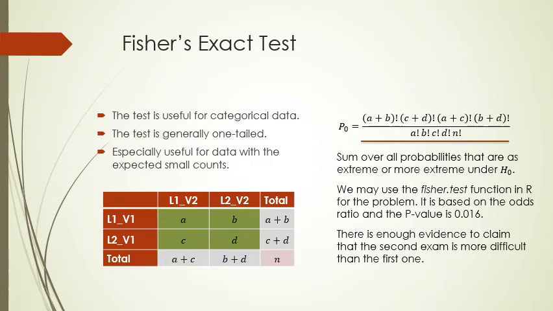After we sum over all probabilities that are as extreme or more extreme under the null hypothesis, we have the p-value. The smaller the p-value, the greater the evidence for rejecting the null hypothesis. We may use an example here.